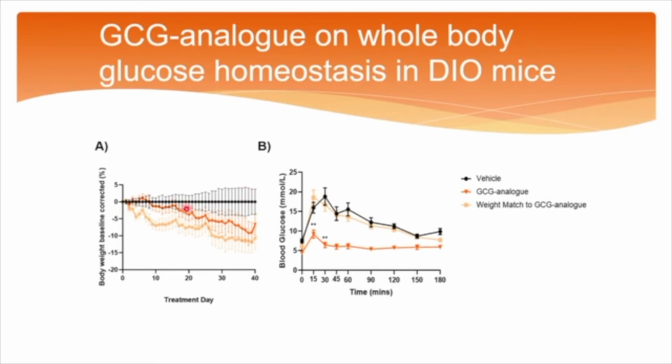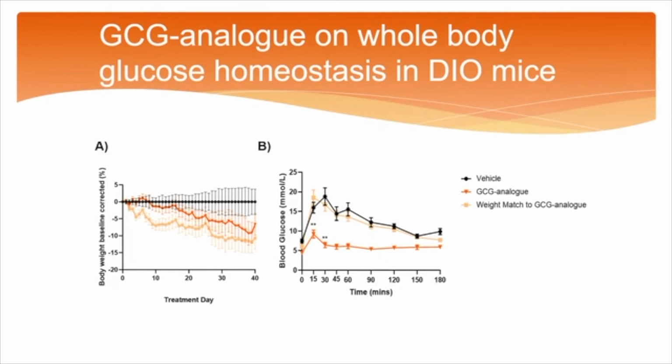Okay, so here are our body weight results. Compared to vehicle-treated animals who actually continue to get fatter, we did indeed see about 10% body weight loss after 6 weeks of treatment with a chronic glucagon analog, and we managed to get a fairly good match with our weight-matched group. And interestingly, at the end of that 6-week study, both the vehicle-treated and the weight-matched group remained diabetic or dysglycemic, whereas we see a complete normalization of the glucose profile in the glucagon analog treated group.